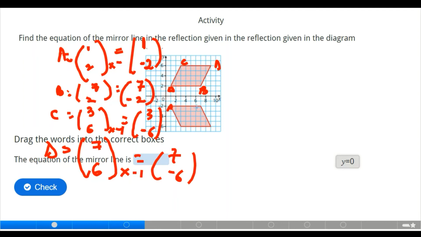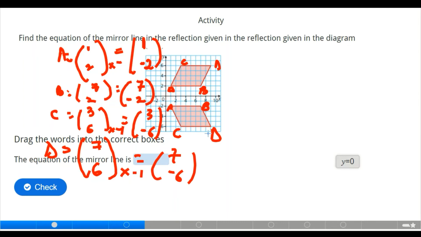Okay, B now is going to be 7 on the x-axis and minus 2 on the y-axis. So this is point B. C is going to be 3 on the x-axis, look at it, and minus 6 on the y-axis. So this is C. And D is going to be what? D is going to be 7 on the x-axis and minus 6 on the y-axis, and this is D. And that is the flipping point.